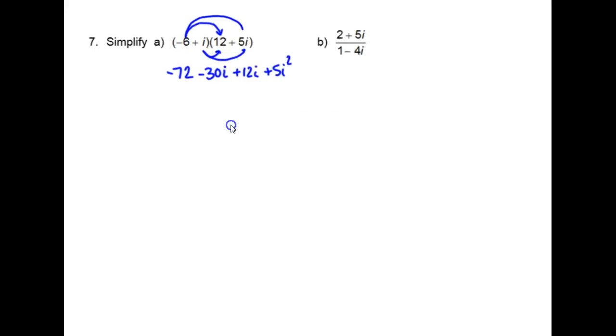And for your choices, you're going to want to look for an answer in a plus bi form, which means you're going to combine these together and get negative 18i. The other thing you're going to have to remember to simplify is that i squared is negative 1. So this term right here is really a negative 5. When you combine the negative 72 minus 5, you get negative 77. That's the a plus bi form we are looking for.